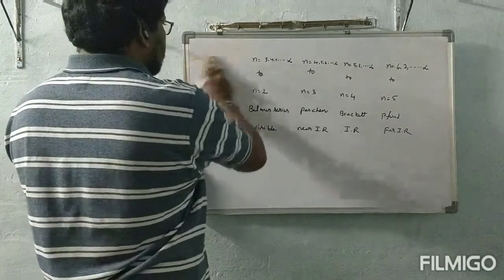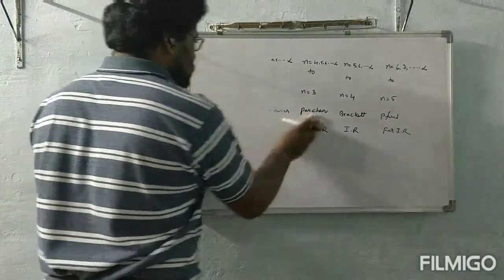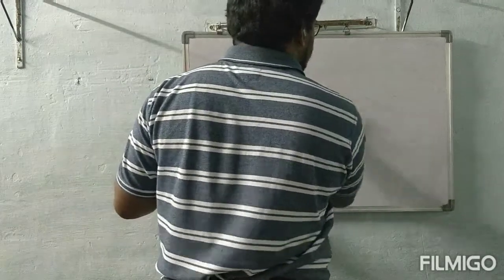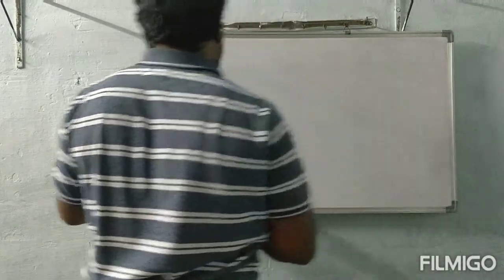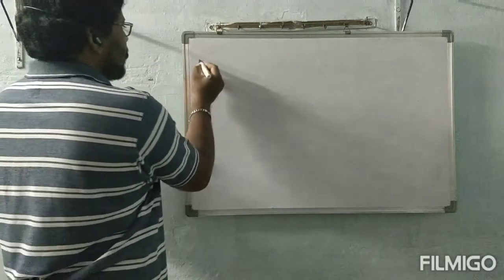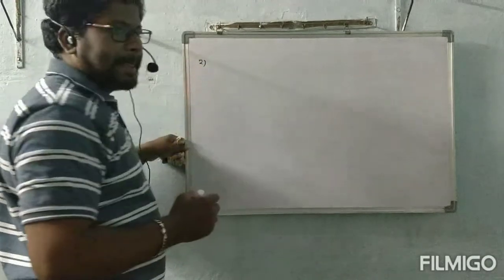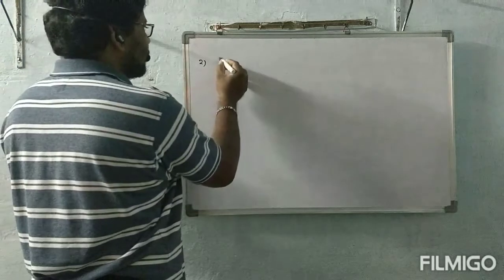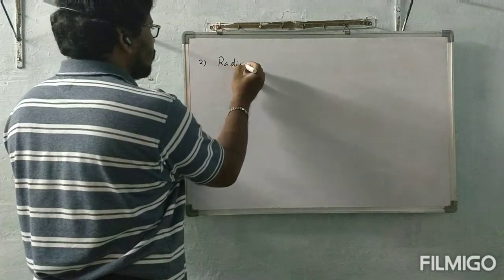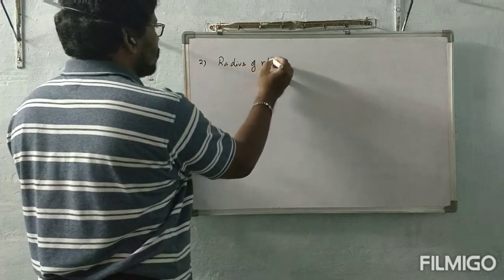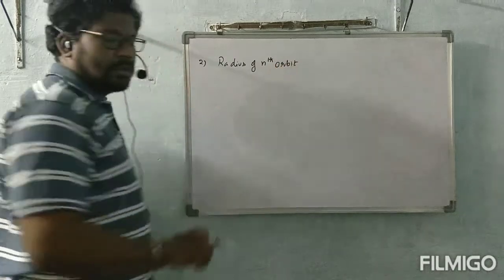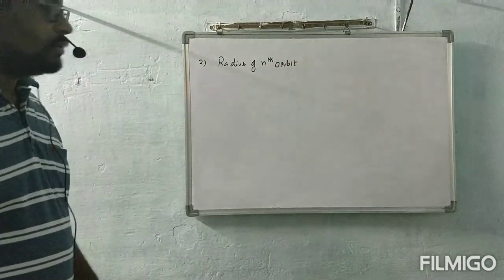Okay, next. Second one, radius of nth orbit. Radius of nth orbit. Okay.